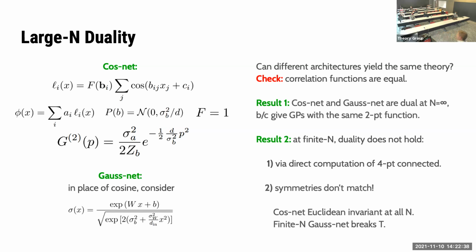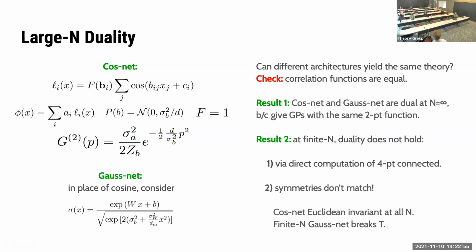So you might try to do that more generally with other architectures at all values of n, the width. But the result here is that though these two architectures are dual at infinite n, because they're giving rise to Gaussian processes with the same 2-point function, at finite n, duality does not hold.